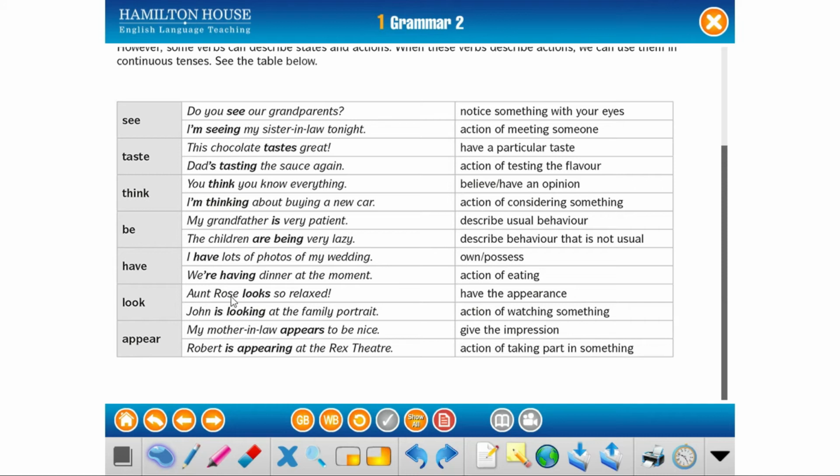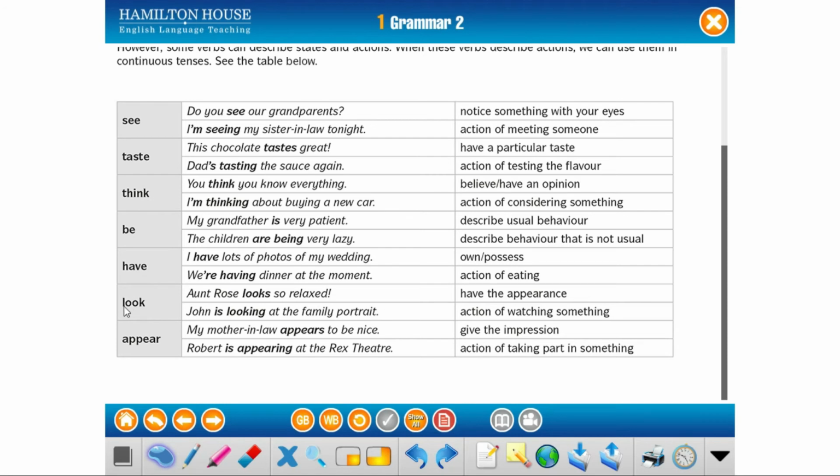Then we have the verb have. When we use only have, let's say, I have lots of photos of my wedding, I am talking about possession, something that we own, something that is for us. But when we add the ing termination, it is to talk about eating. Like, we're having dinner at the moment. Remember that it's common to change the verb eat for the verb have. Instead of saying, I am eating an apple, I can say, I am having an apple. So when we add the ing termination, it is to indicate that we are eating something at that moment.